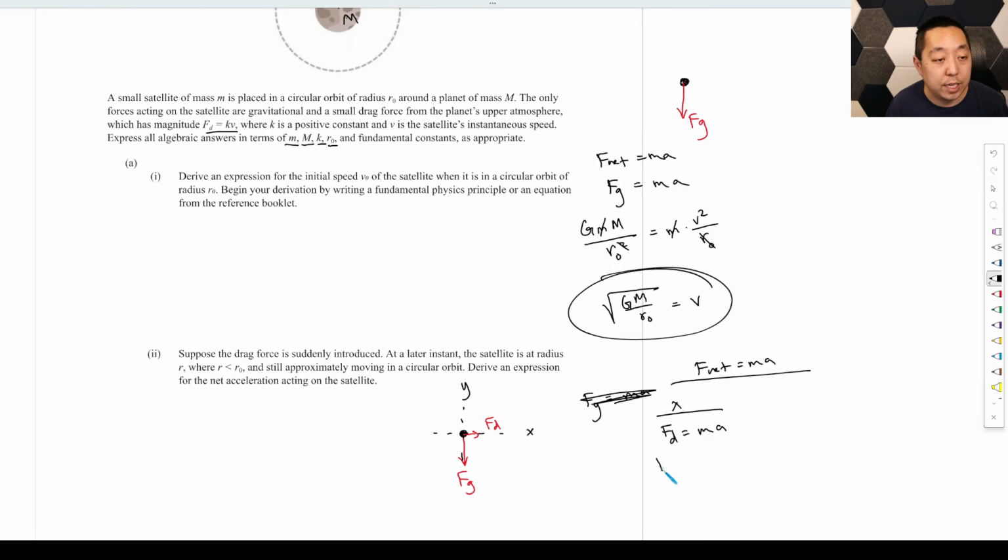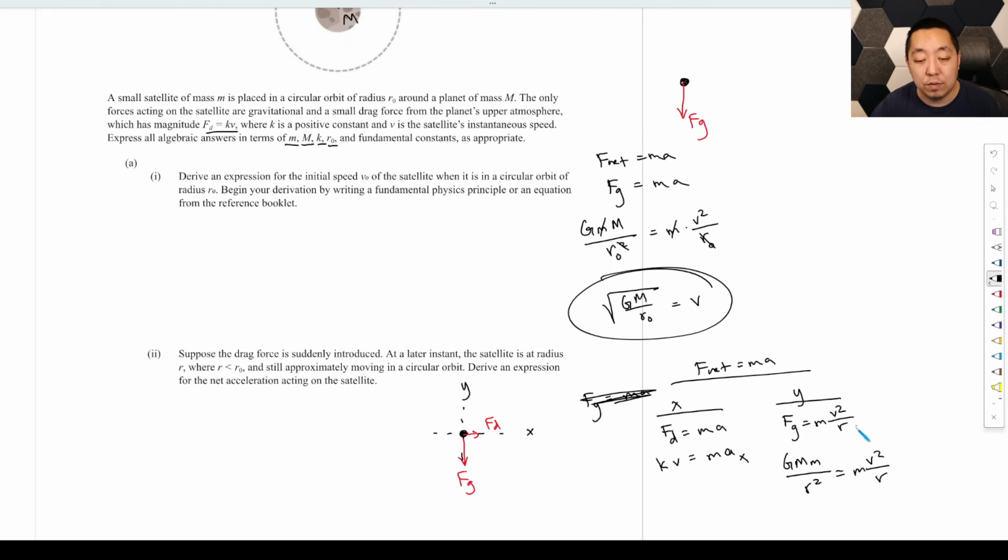That drag force is kv, which is equal to m times the acceleration in the x direction. That's all you can say. In the y direction, you're going to have F_g as your force, and that's going to equal mv squared over r, right? Some centripetal acceleration. So that's going to be G times the mass of the planet times m over r squared, equal to mv squared over r. Now there's a couple things we have to figure out.